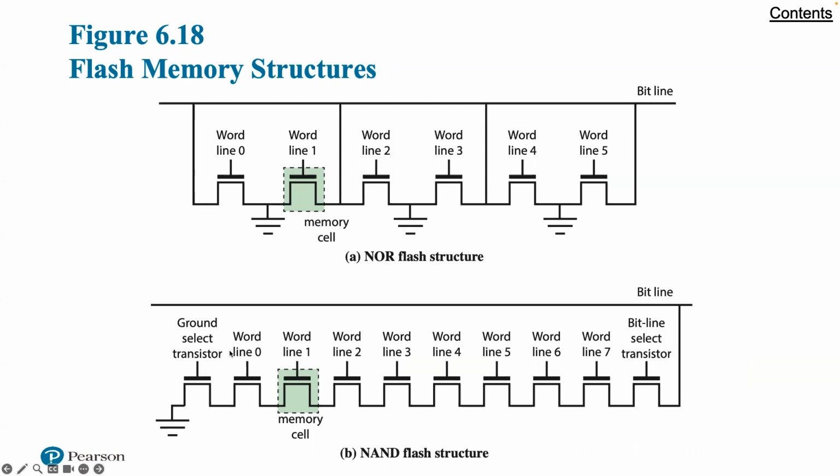So let's look at the flash memory structure. There are two distinctive types of flash memories designated as NOR and NAND. We're seeing this in figure 6.18. In NOR flash memory, the basic unit of access is a bit, referred to as a memory cell. Cells in NOR flash are connected in parallel to the bit lines, so that each cell can be read, written, or erased individually.